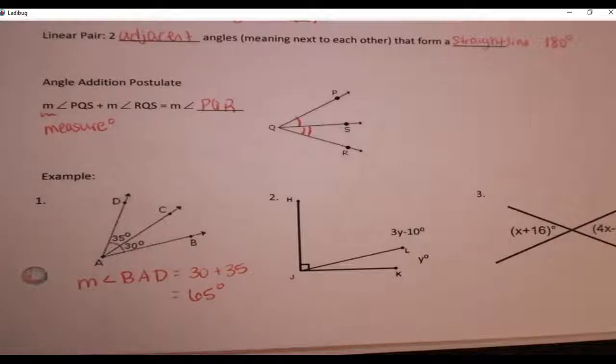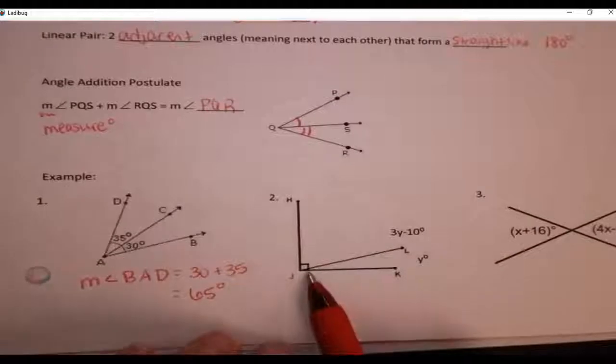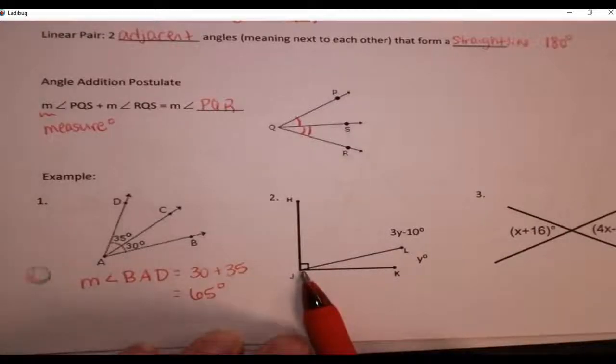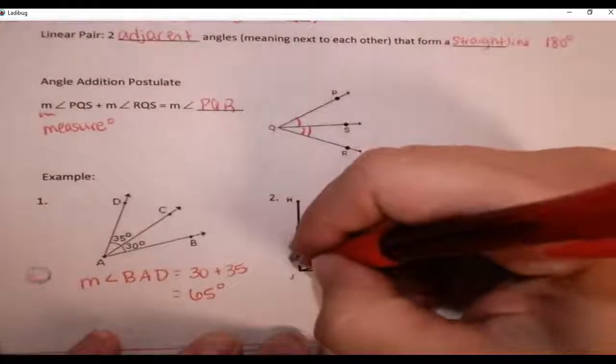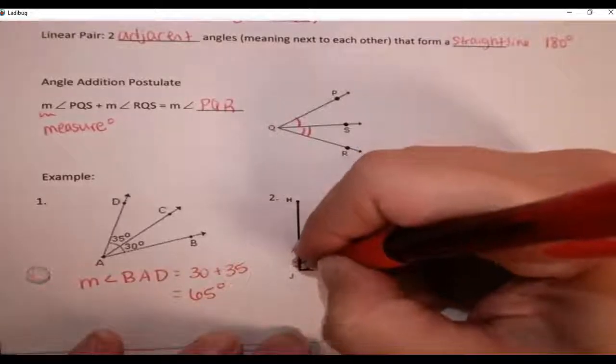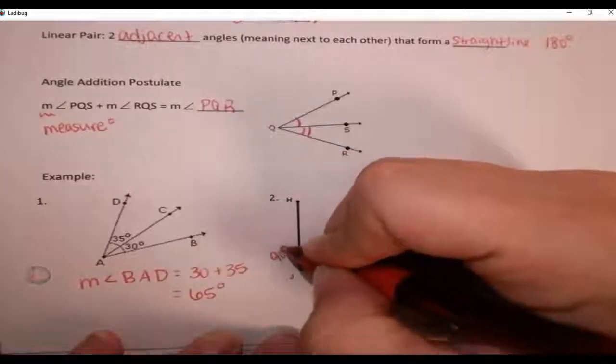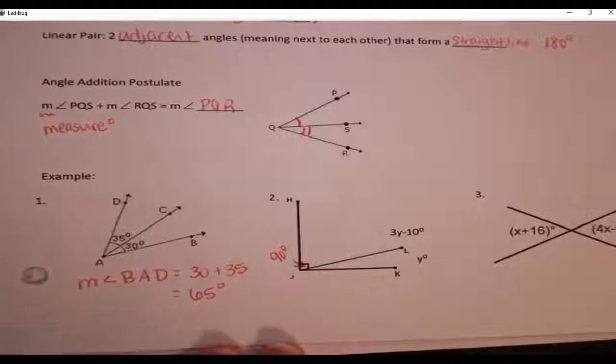So let's look at number 2. Number 2 gives me this angle. It has that little square thing in it. What does that mean? Good. So when you have this little square, that little box, that means it equals 90 degrees. Okay.